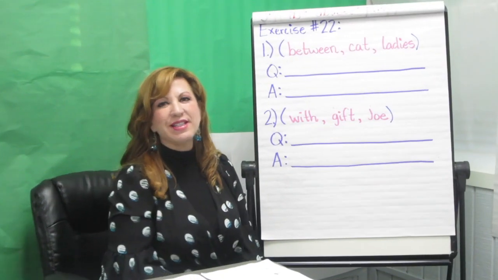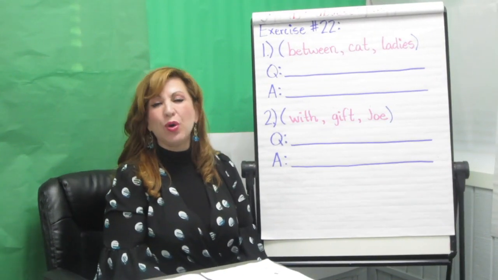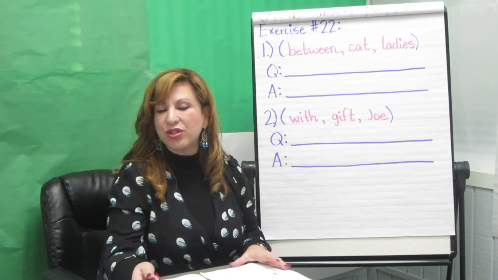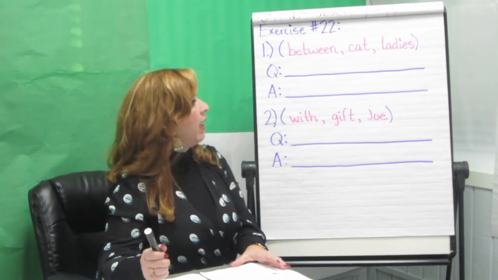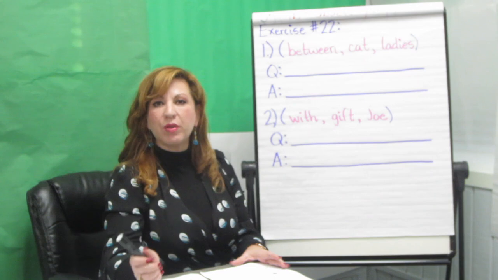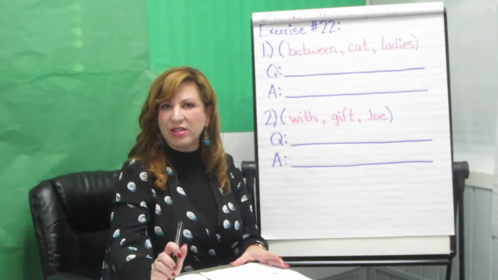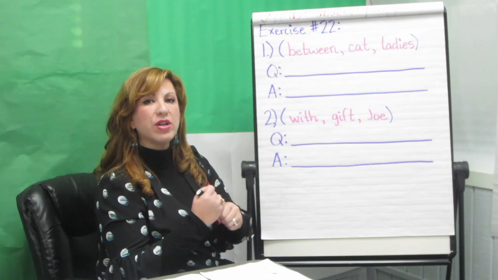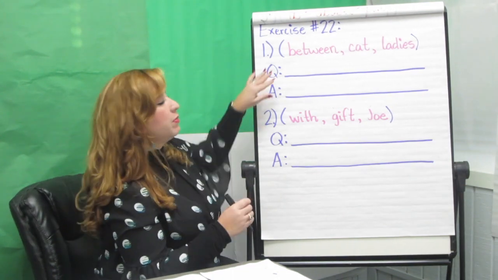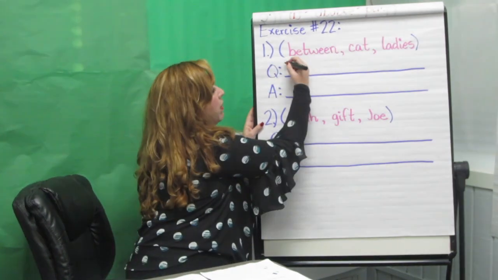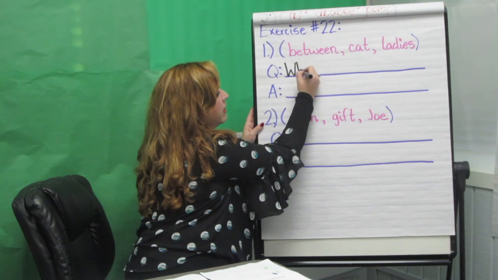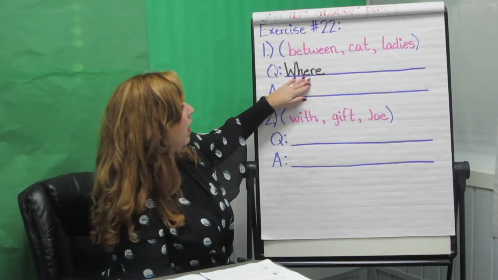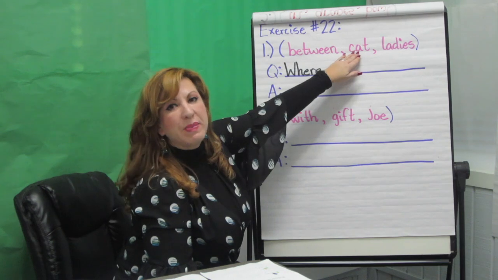Okay, now we're going to continue with exercise 22. We're going to continue our practice creating informational questions using where, and we're going to follow the pattern that you learned in exercise 21, where we begin with our question word. So our question word here is going to be where, and if you remember, where is asking a location of a thing. So where, our noun is going to be the cat.